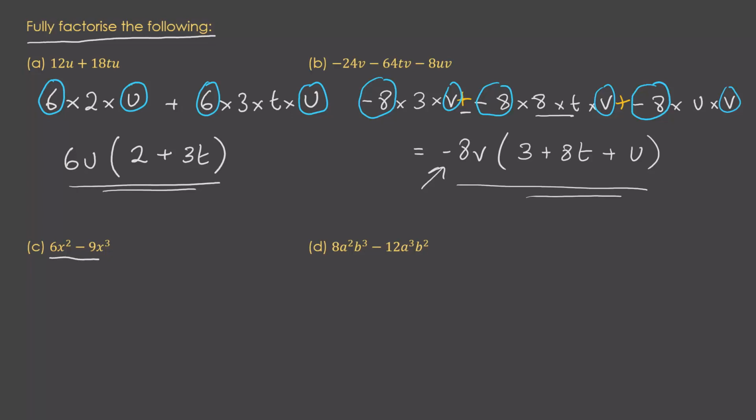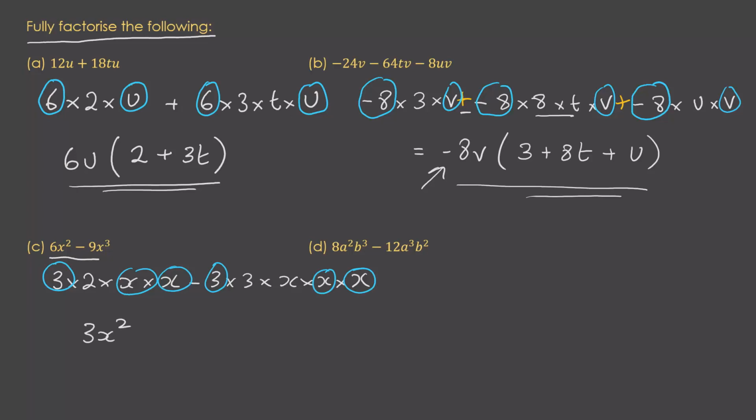Now here, 6 and 9 are both divisible by 3, so I'm going to write 3 times 2 times x, and then 3 times 3 times x times x times x. So what's common? 3 and x times x. That's what needs to go in front. So I've got 3x squared in front. What's left? I've got the 2, the minus sign, and 3x.